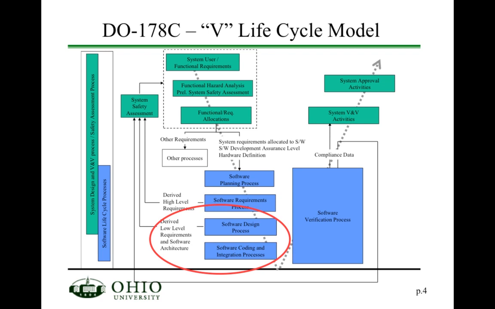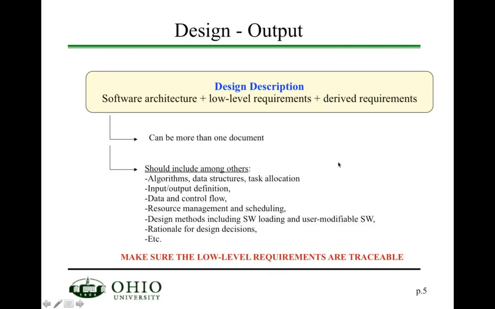So basically, in design, we're deriving these low-level requirements and the software architecture. And then taking these low-level requirements, we actually generate source code. Then we take the source code modules, and all these modules are integrated to find the executable code that we can then test and verify.